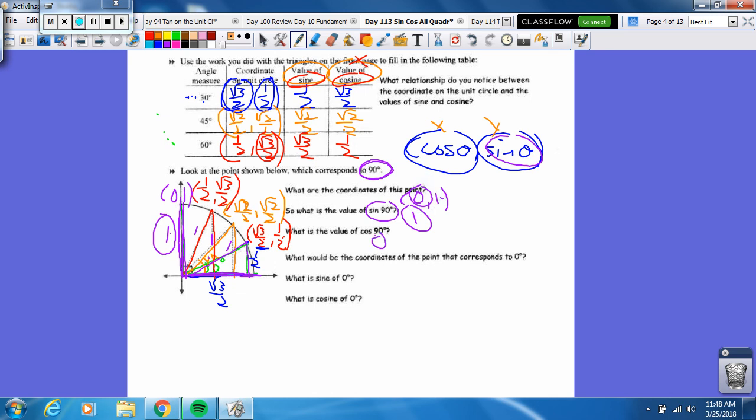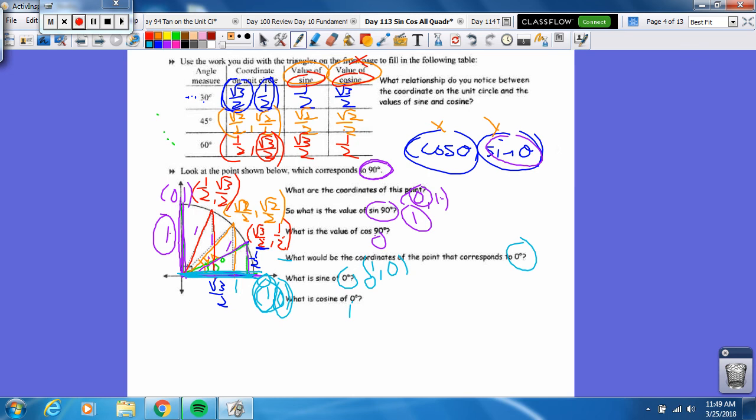Got it. Okay. Where are we at now? What would be the coordinates of 0 degrees? We haven't done that yet. So 0 degrees is here. And so that radius is 1. And so that's going to be 1, comma 0. Easy. What's the sine of 0? Sine is the y-coordinate, so that would be 0. And the cosine of 0 is the x-coordinate, so that would be 1.